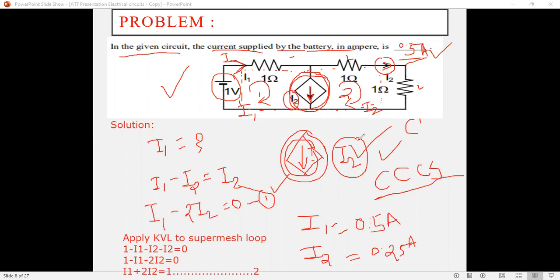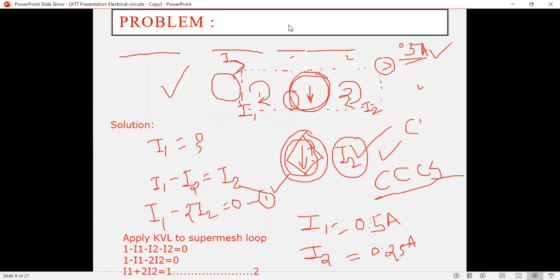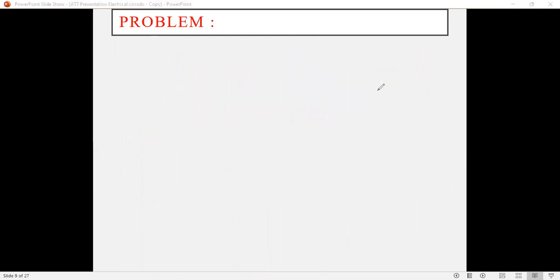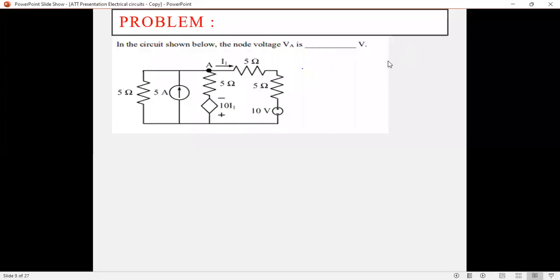Okay. Now we will take the next question. You just try to solve. Take this question. In the circuit shown below, the node voltage VA is. We want to calculate the node voltage VA. All of you try to solve. Write the network and try to solve. This is also a great question.